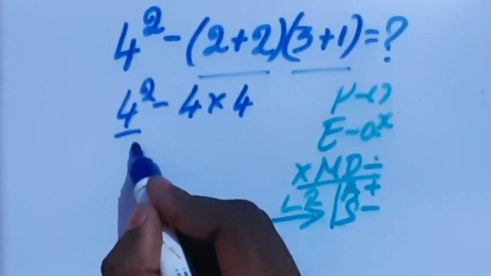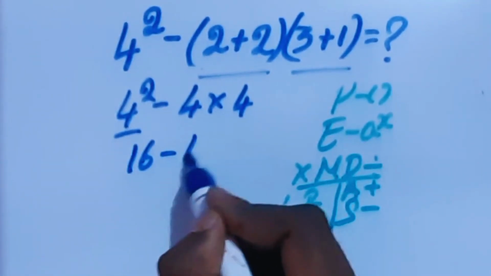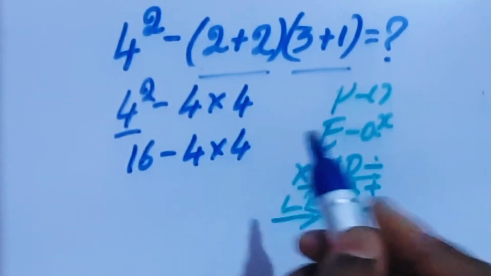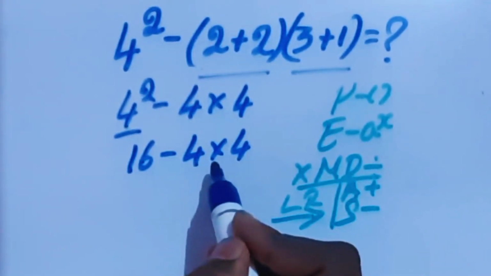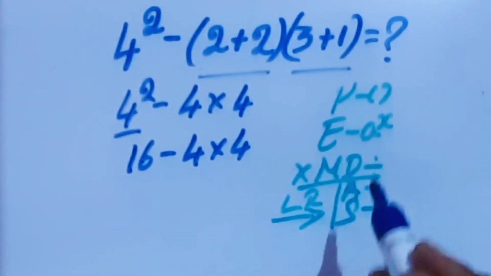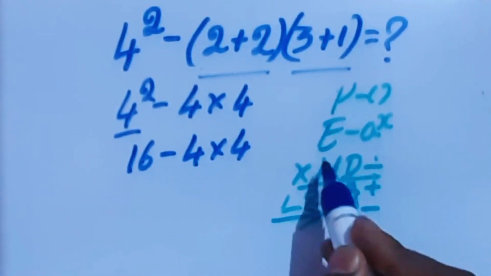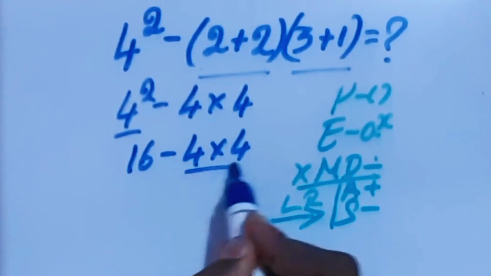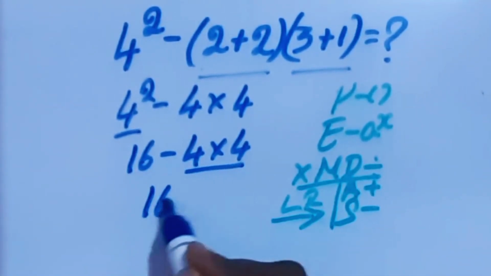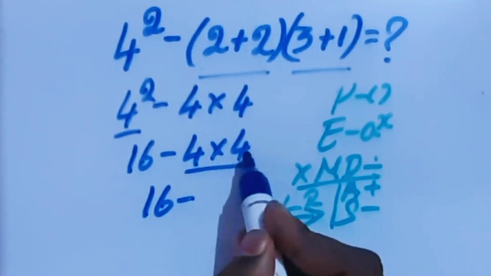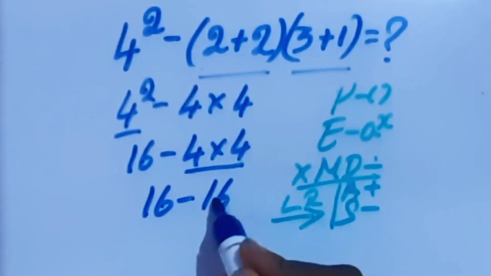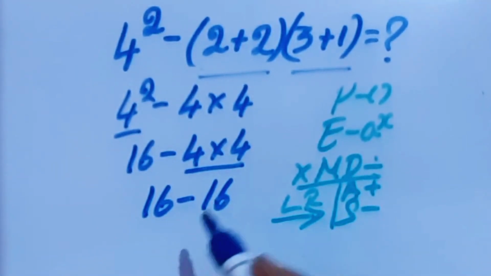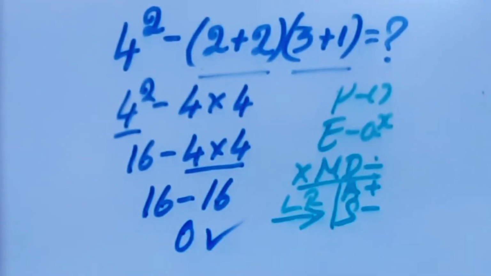So 4 square is 16 minus 4 times 4. Here we have subtraction and multiplication. Multiplication is higher priority than this subtraction. So we have to do this multiplication before this subtraction. So 16 minus this 4 times 4 is 16. Now 16 minus 16 is 0, which is the correct answer.